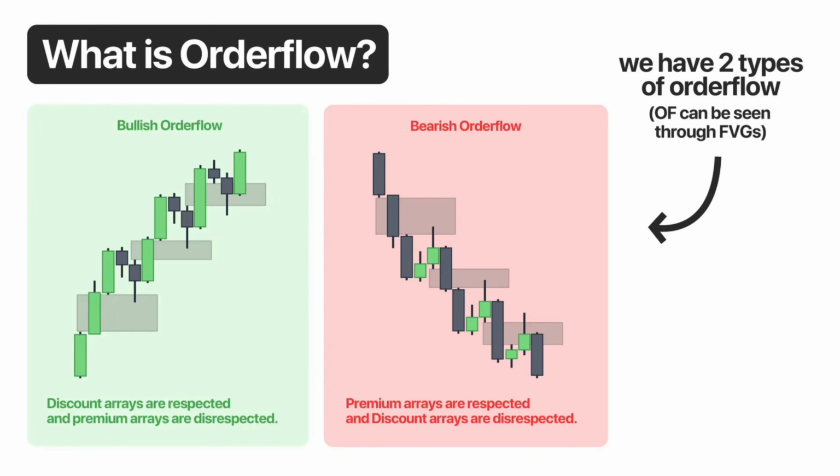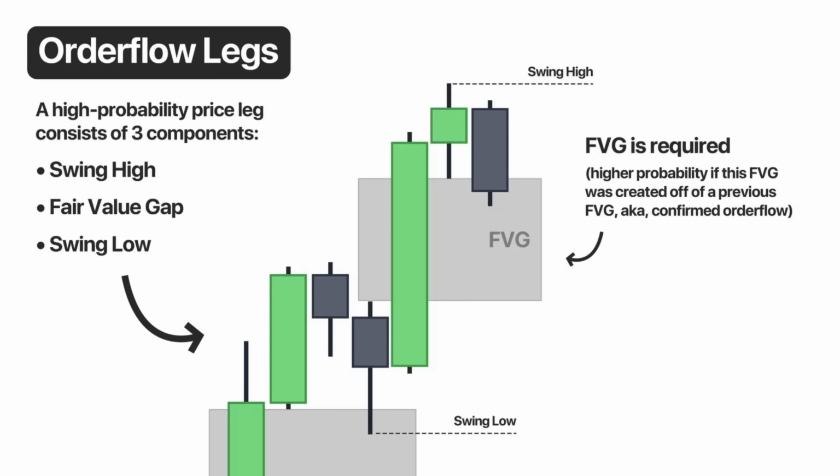So this order flow can be seen through fair value gaps. You need to have fair value gaps in order to have order flow. They go hand in hand. So let's break down what makes up an order flow leg. A high probability price leg, which is an order flow leg. Those two are essentially the same term. Whenever you hear me say an order flow leg, I am referring to a high probability price leg.